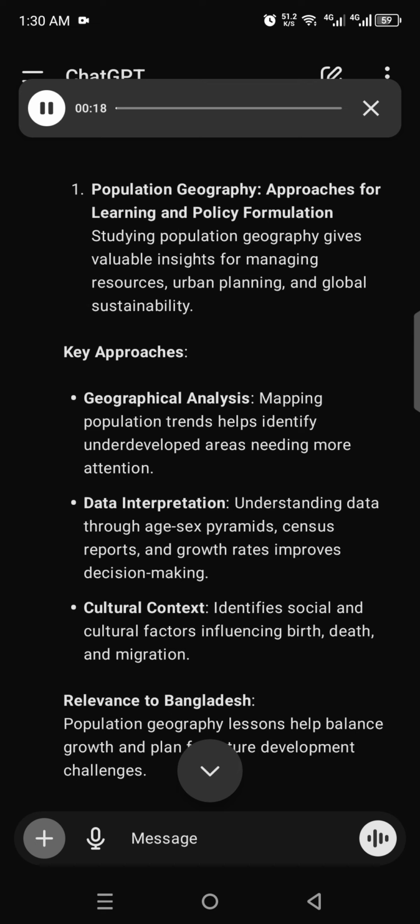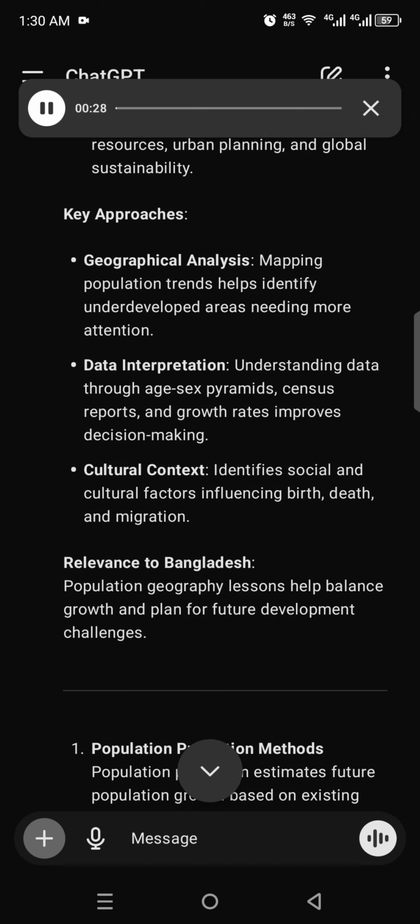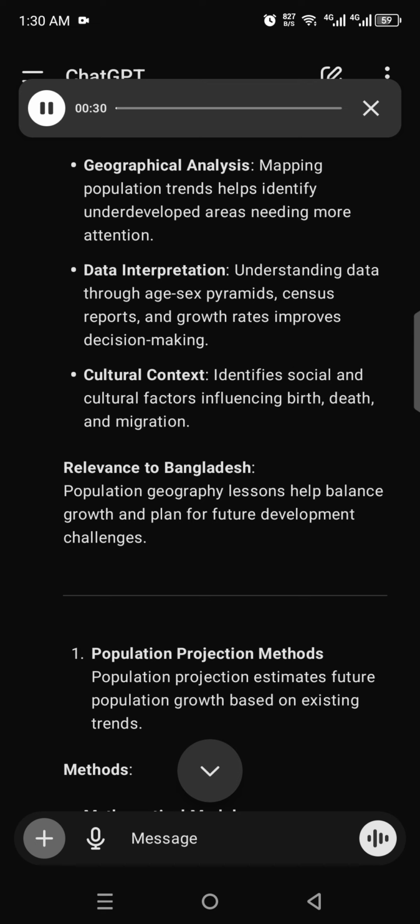Key approaches: geographical analysis. Mapping population trends helps identify underdeveloped areas needing more attention. Data interpretation. Understanding data through age-sex pyramids, census reports, and growth rates improves decision-making. Cultural context identifies social and cultural factors influencing birth, death, and migration. Relevance to Bangladesh. Population geography lessons help balance growth and plan for future development challenges.